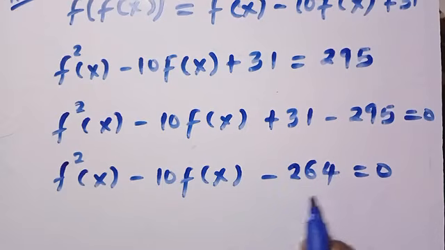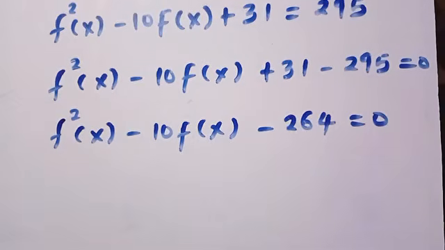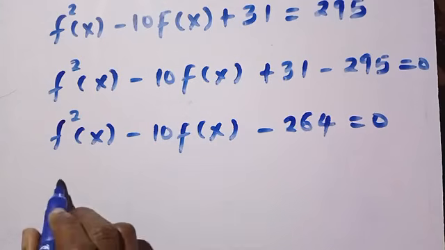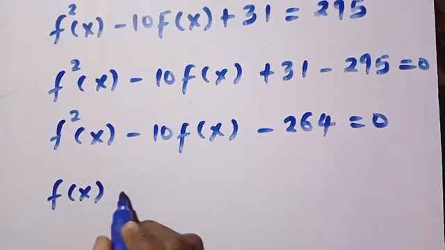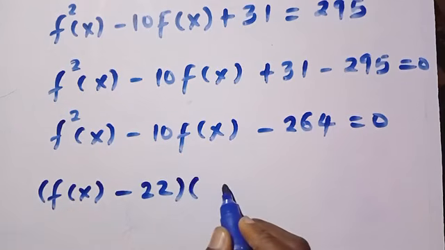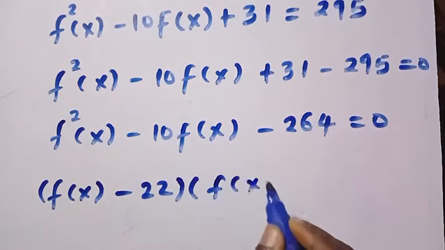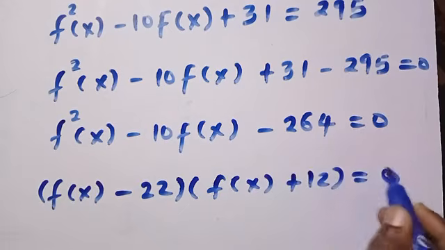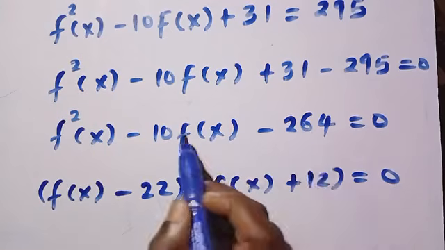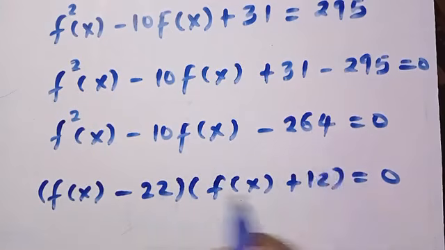So 264 is a number that is very, very big, but let's see what we can do to this. If we multiply 12 and 22 together, we get 264. Then what we just do is we apply the factorization method because it is factorizable. So factorizing this, we are going to have f of x minus 22 in bracket, open bracket, f of x plus 12 equals 0. So I did this looking at all the factors of this, but the factors that satisfy this are 22 and 12. So that's how I got this.